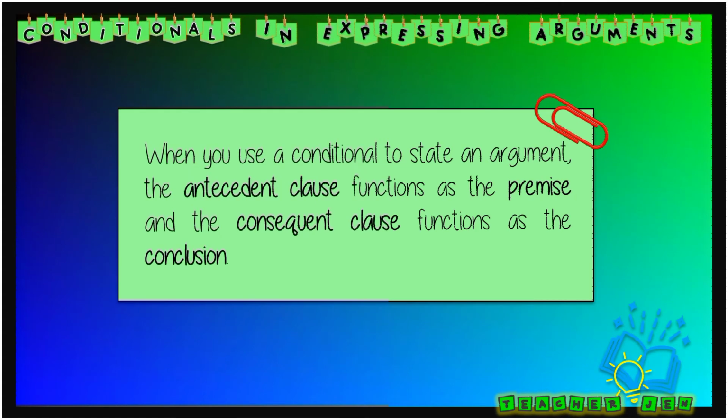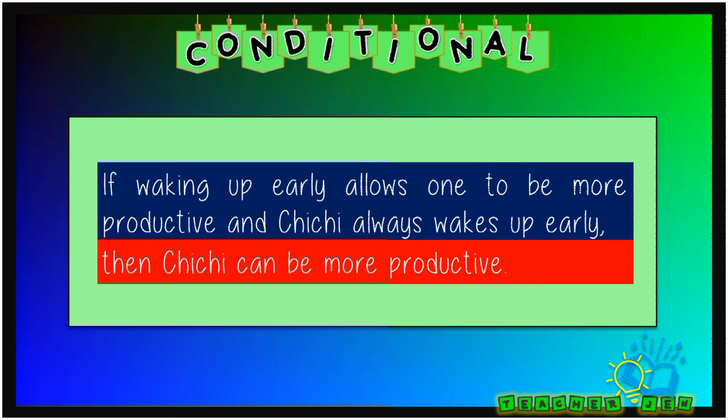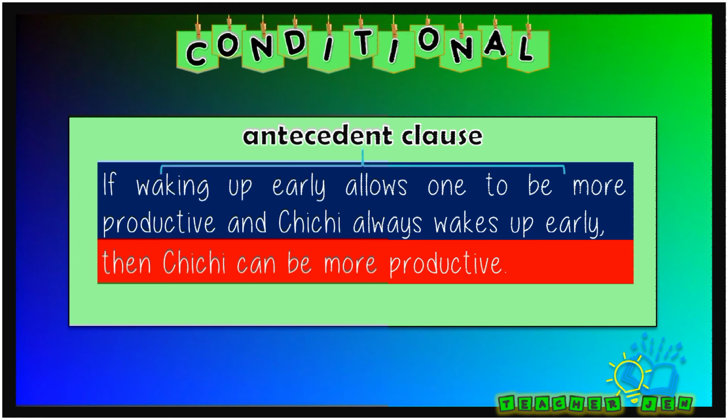When you use a conditional to state an argument, the antecedent clause functions as the premise and the consequent clause functions as the conclusion. Look at the following example. If waking up early allows one to be more productive, and Chi-Chi always wakes up early, then Chi-Chi can be more productive. In this statement, "if waking up early allows one to be more productive, and Chi-Chi always wakes up early" is called the antecedent clause.